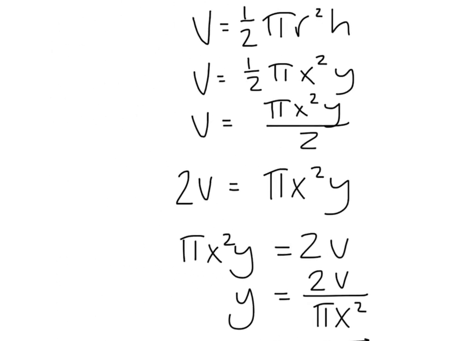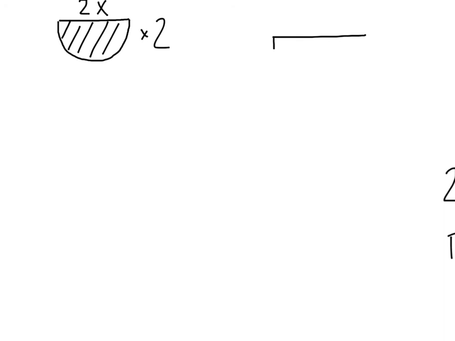To determine the total internal surface area, we need to consider each of the shapes which make up the trough. So thinking about them one at a time, we have the semicircular end, which has a diameter of 2x. So we have in fact 2 of them, and then we have the curved surface area, which when flattened out is in fact a rectangle.